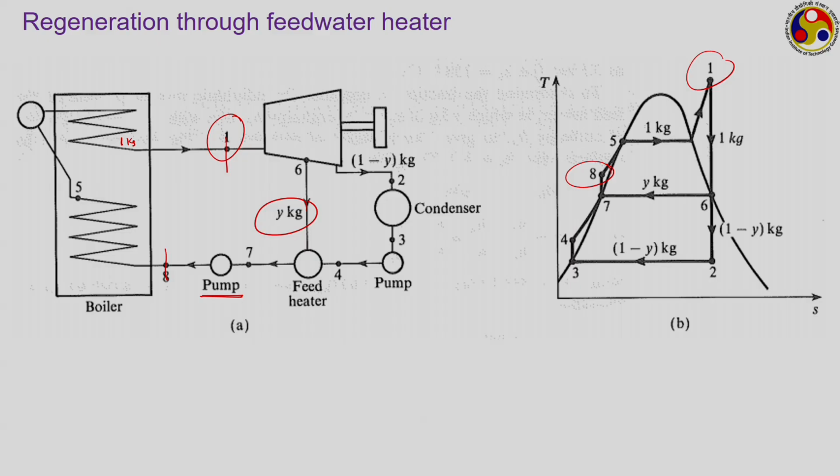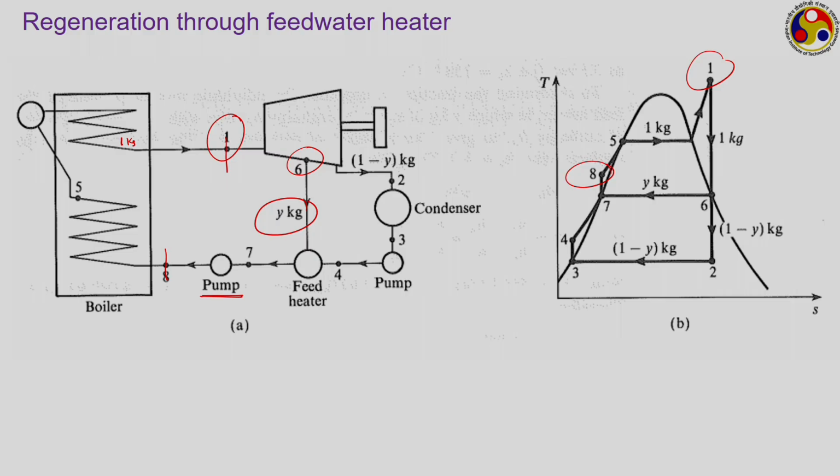Then it is passing through the turbine, but instead of allowing the entire quantity of steam to pass through the turbine, at some intermediate pressure level at this point 6, a small fraction is taken out, and the remaining fraction, that 1 minus y fraction, is allowed to complete the expansion. Look at the diagram, this is the intermediate pressure that I am talking about, where a small quantity has been taken out, and the remaining portion is allowed to complete the expansion to reach state number 2.